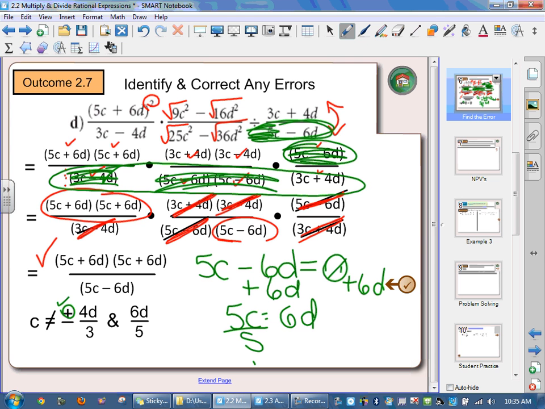Okay, now we got to do this very last one over here. Well, when I take the 4 across, it's going to become a negative. So you get negative 4d. On the bottom will be a 3. Negative 4d over 3. Was there any error in that one? No, this one was done correctly. So sometimes there are not any errors. You have to check absolutely every step.